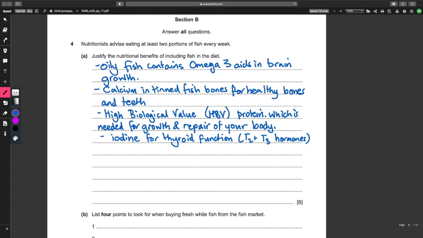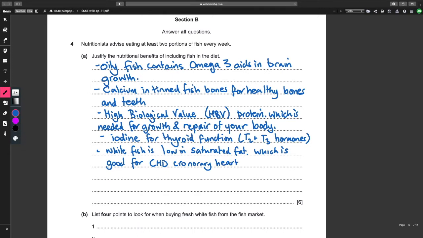So how are we doing now? 1, 2, 3, 4. We've got 4 points, 2 more. Okay, so let's talk a little bit about white fish as opposed to oily fish. So white fish is low in fat. White fish is low in saturated fat. Which is good for coronary heart disease. Also, lastly, white fish is also low in calories.